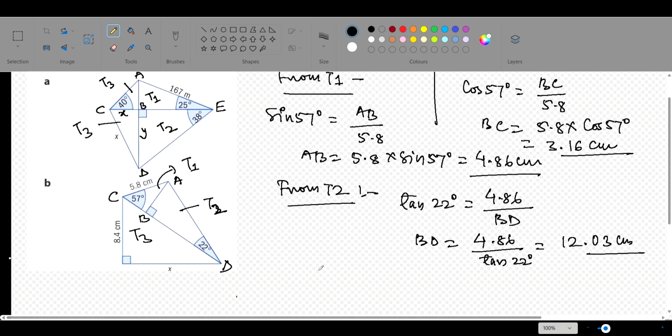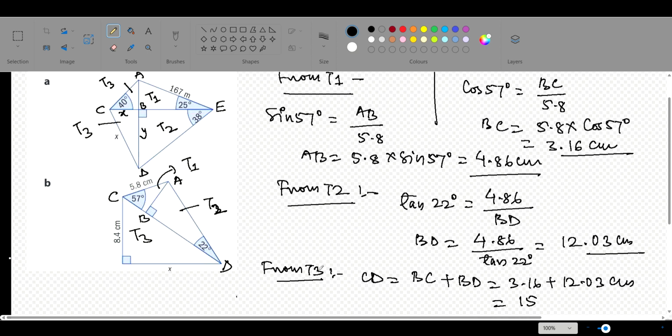So we have the hypotenuse of the largest right angle triangle here from T3 now, that CD is the hypotenuse of triangle 3 and CD is BC plus BD. BC is 3.16 plus BD is 12.03. So 3.16 plus 12.03, that is 15.19 centimeter, that is CD.